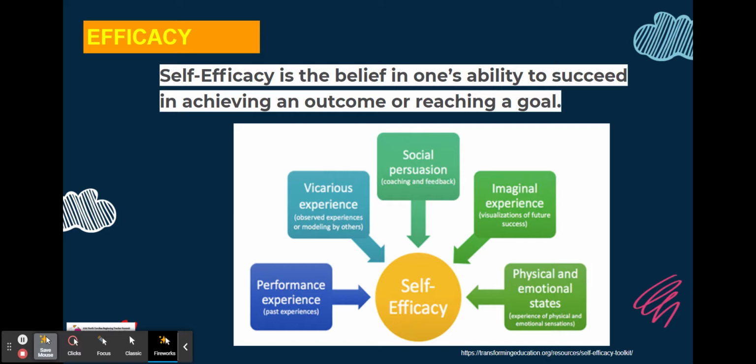And the definition for efficacy is the belief of one's ability to succeed in achieving an outcome or reaching a goal. And so when we keep those things in mind, we want to really consider experiences. We want to think about the three components. What is each of their overall goals? So efficacy allows voice and choice. And so our overarching goal is to reach and teach with the intent to empower.